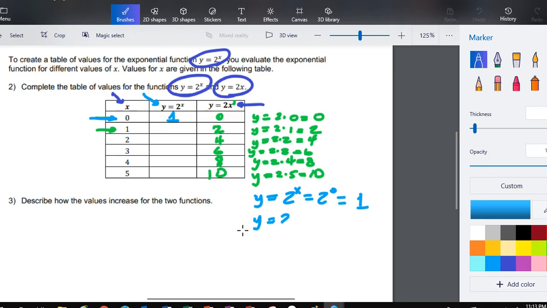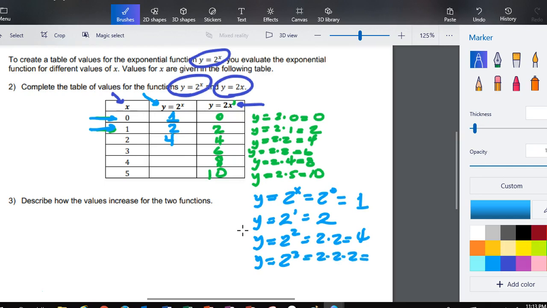We're going to keep repeating this process. The next one is 2 to the first power. Well, 2 to the first power is going to be 2. Then y equals 2 squared. I can use repeated multiplication and get 4, or if I want to type it in my calculator, I've got that skill too. 2 cubed, 2 times 4 is 8. And actually, it's just going to keep multiplying times 2 and multiplying times 2.